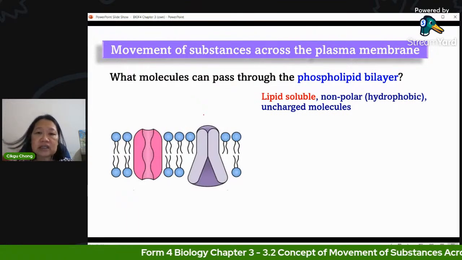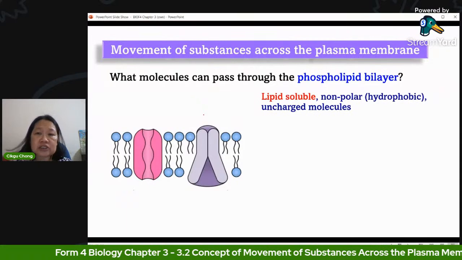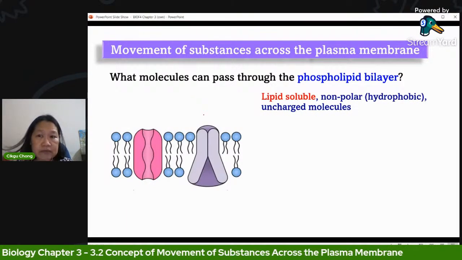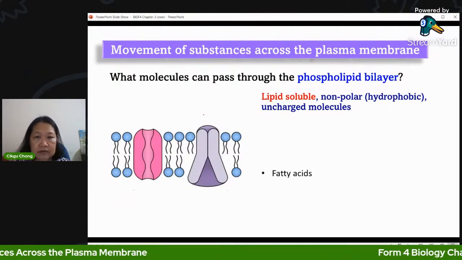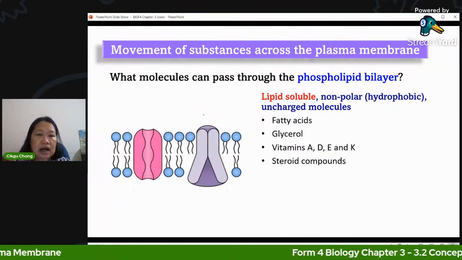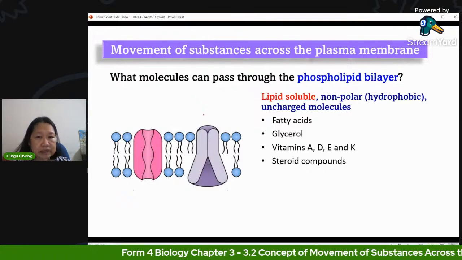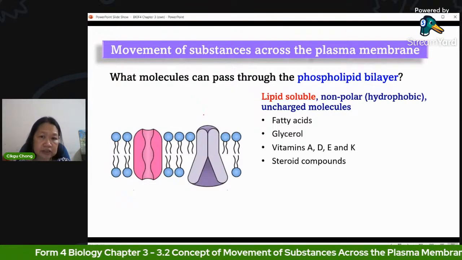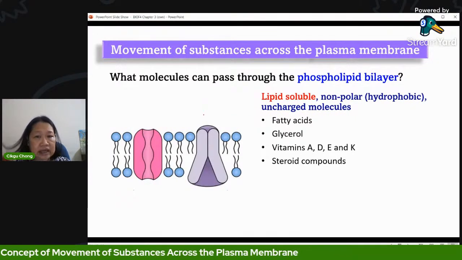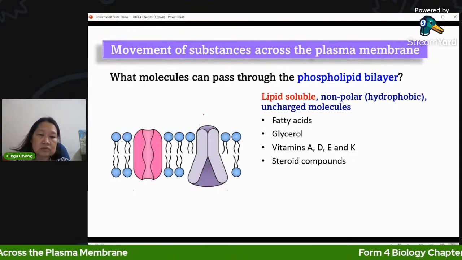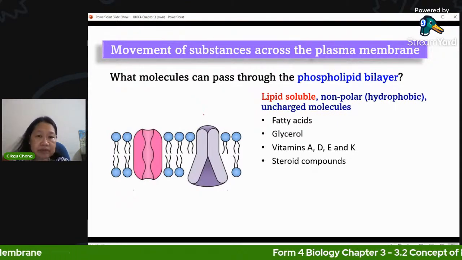Okay, another characteristic, it is non-polar. That means it must not be charged. It is hydrophobic, right? It's not polar, and it's also not charged. Non-polar and uncharged molecules. Now, examples of substances which belong to this category: lipid soluble, non-polar, and uncharged. Examples: fatty acids, glycerol, vitamins A, D, E, and K. They are big, they are small. Steroid compounds, because steroid compounds are lipid soluble.